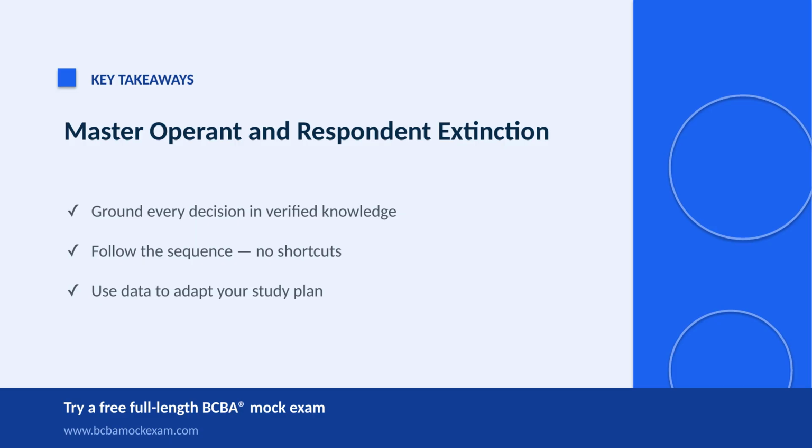As we close, remember that extinction is not simply ignoring behavior. It's a precise procedure where you withhold the maintaining reinforcer for operant behavior or repeatedly present the conditioned stimulus without the unconditioned stimulus for respondent behavior. The key distinction for your exam is that operant extinction decreases voluntary behavior, while respondent extinction weakens reflexive, elicited responses. You must also anticipate the extinction burst, emotional behavior, and spontaneous recovery as natural side effects, not signs of failure. Crucially, extinction is most ethical and effective when combined with differential reinforcement. Never use it alone if you can reinforce an alternative.